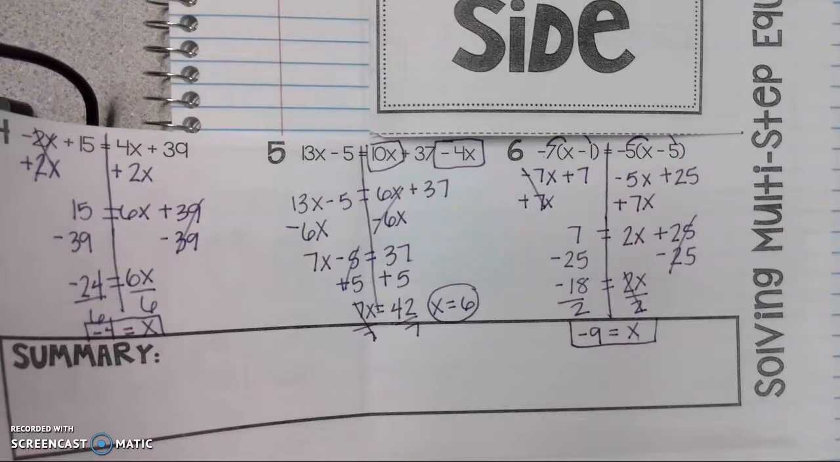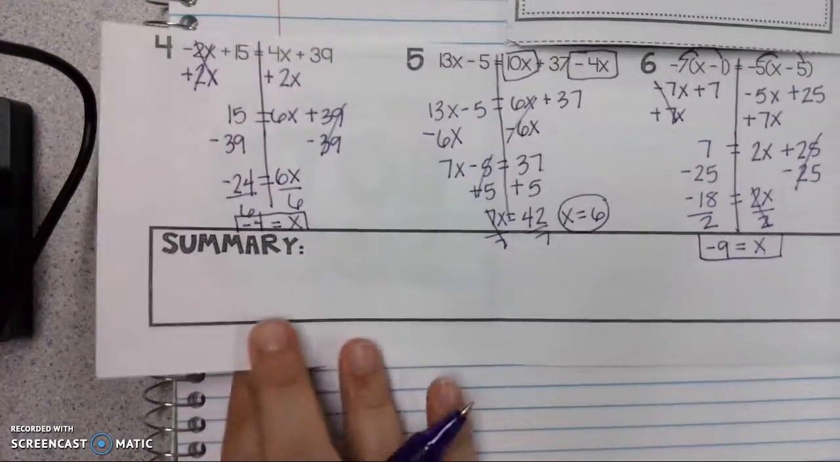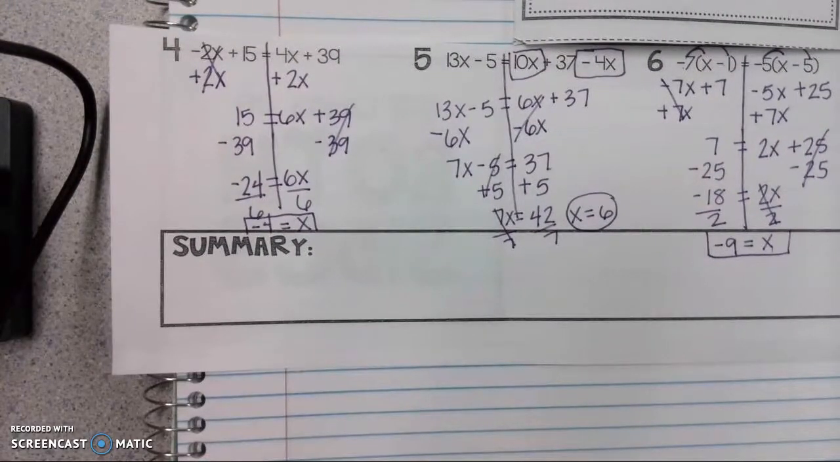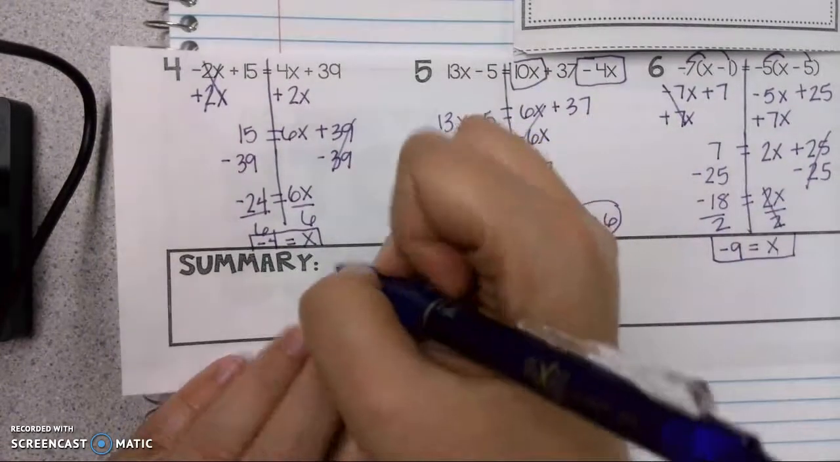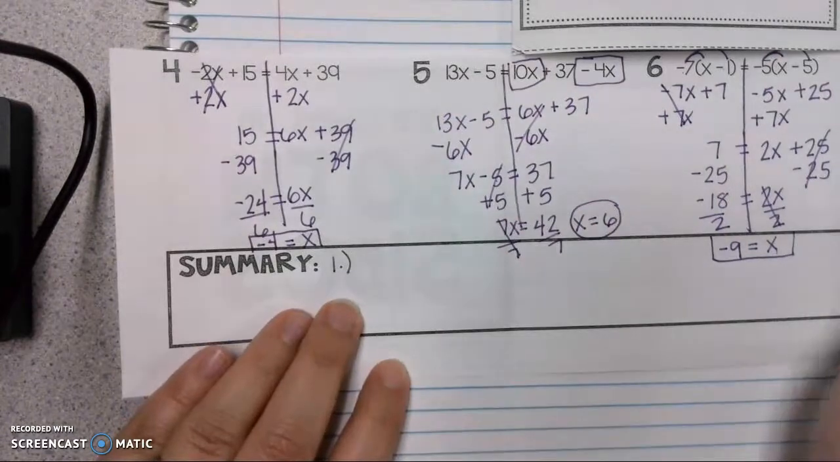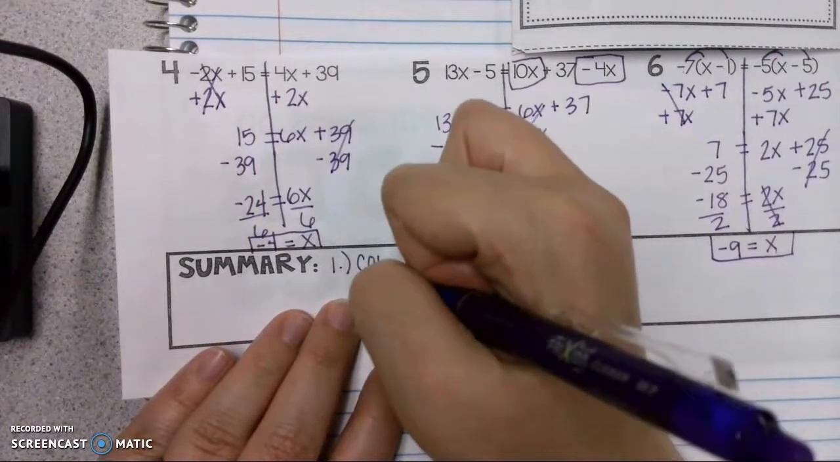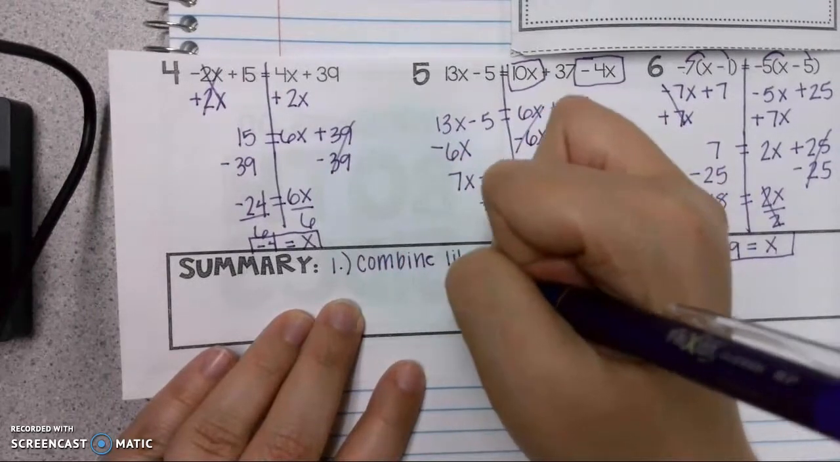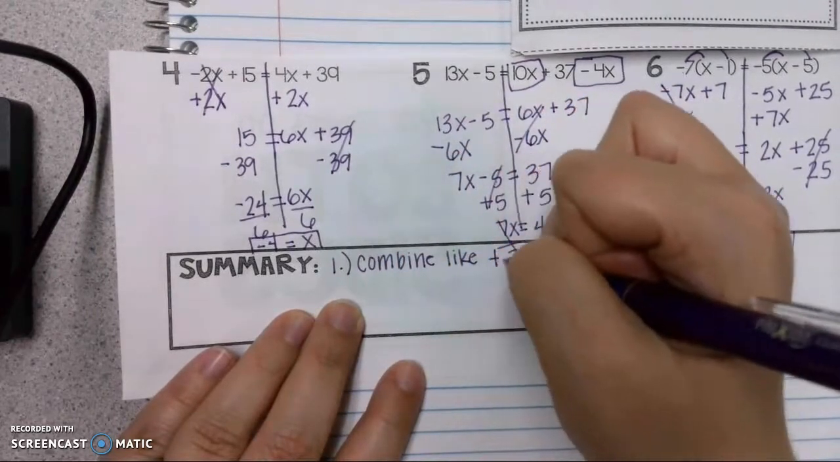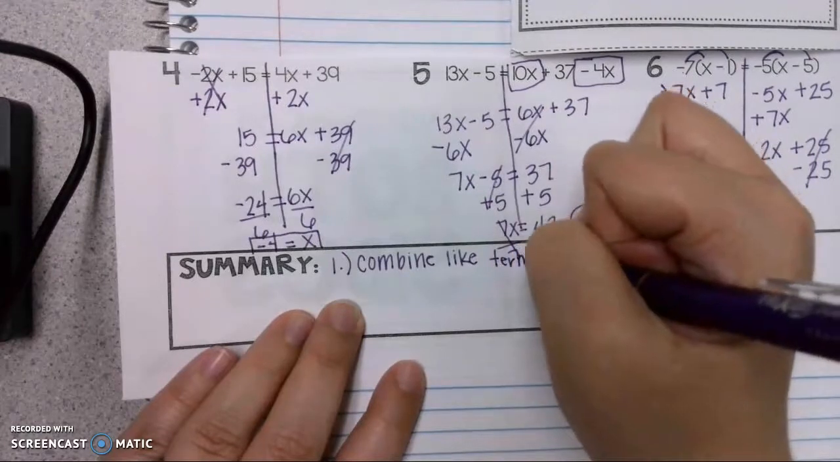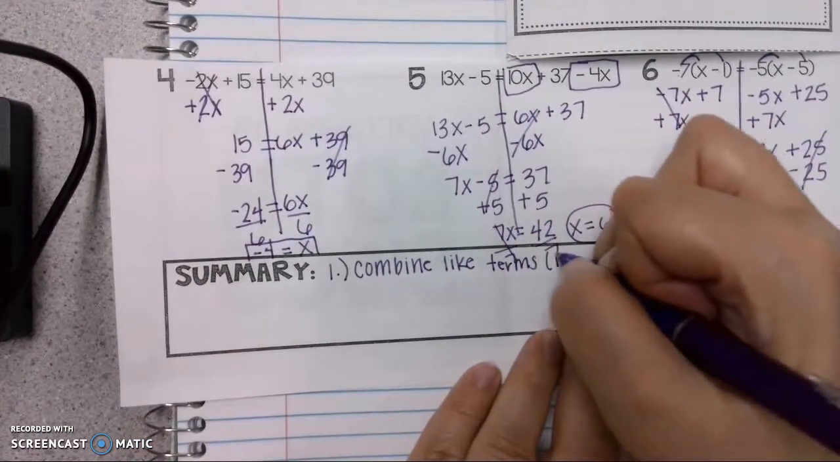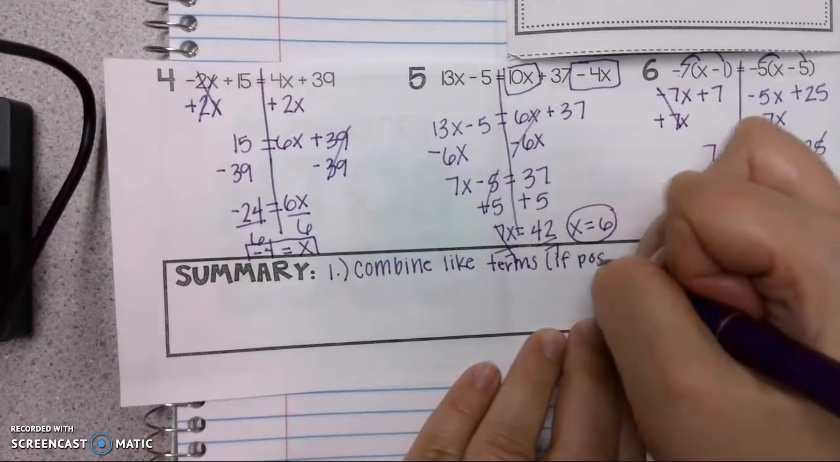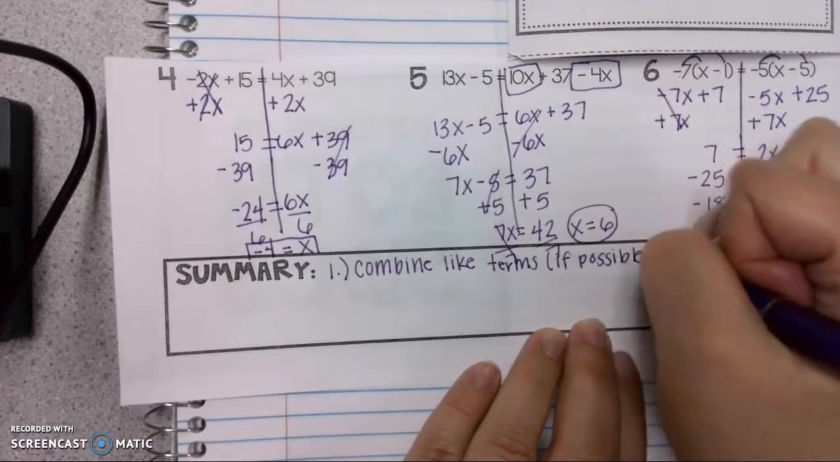Perfect. And then that's it, besides writing down our summary. Once again, our summary is just writing all of our steps. So as always, your first step is to combine your like terms. It's not always possible, but when possible, you want to combine those like terms.